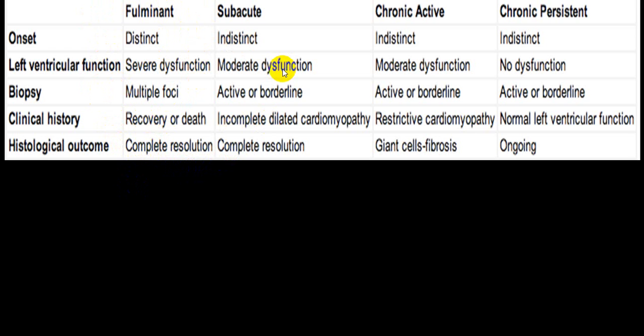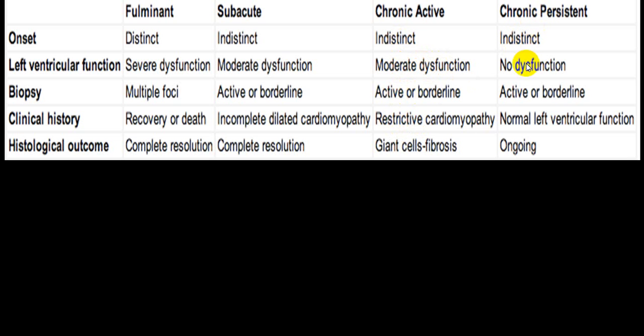In a subacute variety, usually it is moderate dysfunction, slow in onset. Biopsy will show you active or borderline involvement. There will be starting of a dilated cardiomyopathy. Person may have a complete resolution. In a chronic, usually there is a giant cell fibrosis. Person can develop restrictive cardiomyopathy or dilated cardiomyopathy. There is a slow onset, moderate dysfunction, and as far as biopsy is concerned, it can be active or borderline.